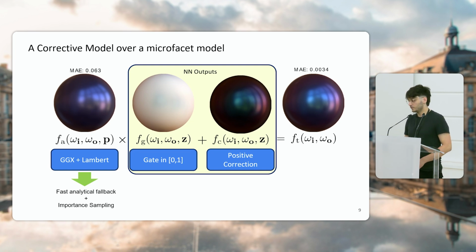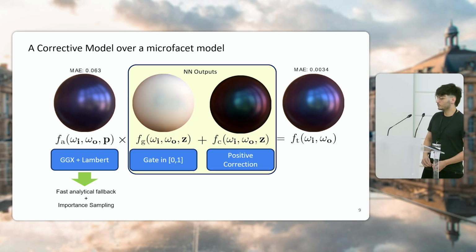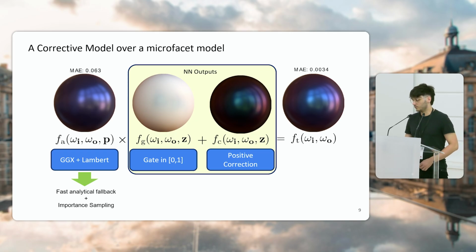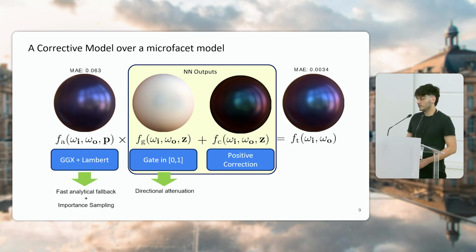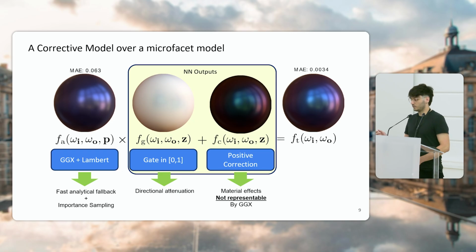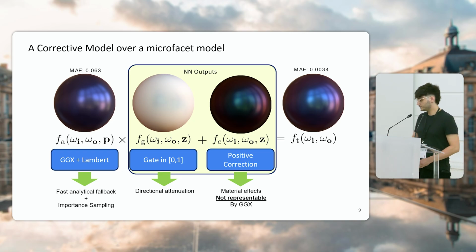In particular, the GGX and Lambert part provides a fast analytical fallback that can be used for low importance samples, and provides a fallback also for importance sampling when you are using ray tracing or path tracing. The gating term provides a directional attenuation term, which means that when the analytical model overpredicts the energy in a specific pair of directions, this part can reduce the energy. And the positive correction produces effects that are not representable by the analytical base.